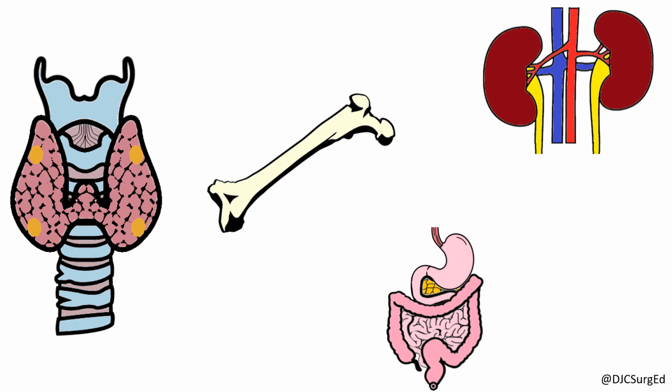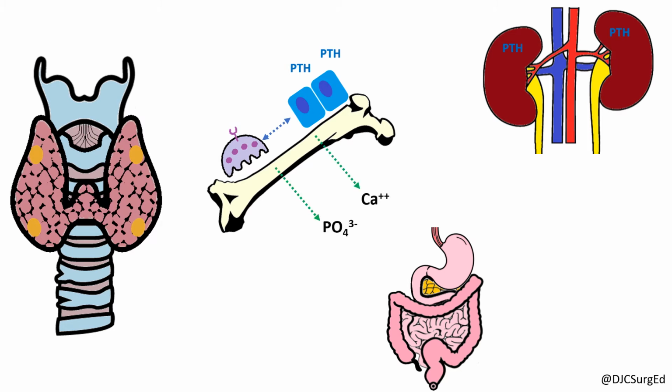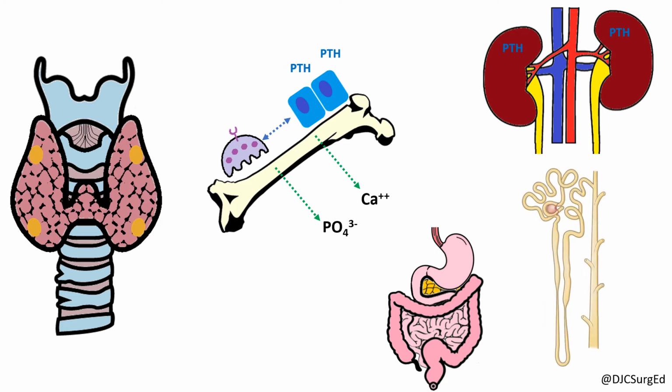Parathyroid hormone, or PTH, is released from chief cells and regulates calcium homeostasis through three mechanisms. PTH binds to osteoblasts and indirectly stimulates osteoclasts, enhancing bone resorption and release of calcium and phosphate. In the kidney, PTH acts at the distal tubules to enhance calcium reabsorption and inhibit proximal phosphate reabsorption.